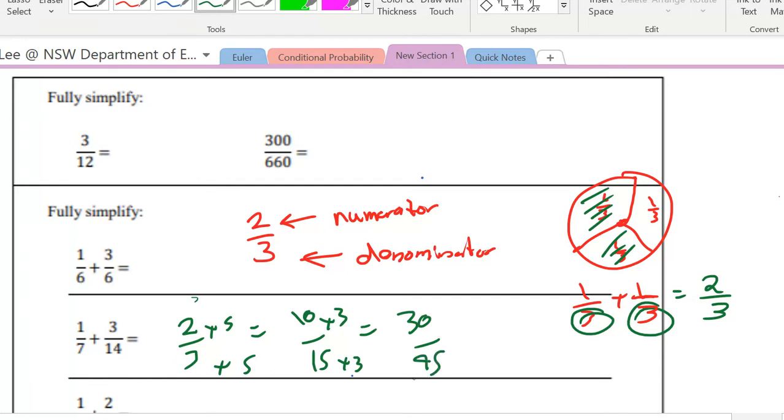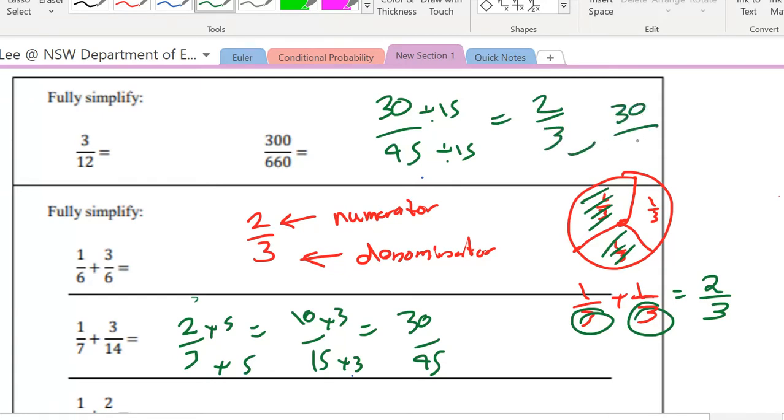Now 2/3 and 30/45 are equivalent fractions. To simplify 30/45, we could just divide by the highest common factor, which is 15, to give 2/3, or we could divide by some intermediate factors. A factor divides a number perfectly, leaving no remainder. So we can divide by 5 to give 6/9, and then divide by 3. It's often easier to divide by 5 before 3 to give 2/3.